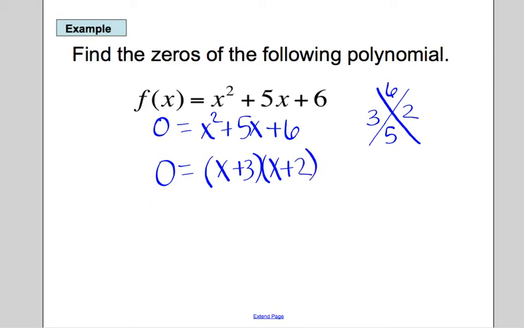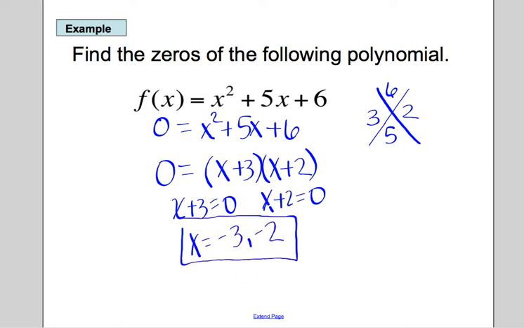This is pretty easy now to solve with the zero product property. We know we get 2 solutions when I set each of those factors equal to 0. Our 2 answers become -3 and -2. And so those are the 2 zeros for this polynomial.